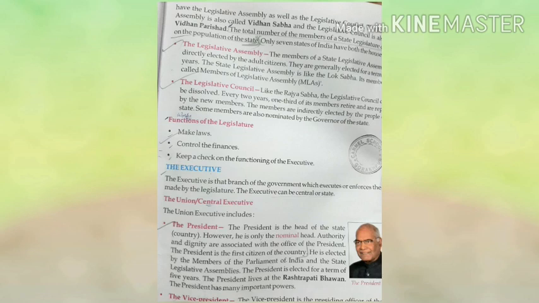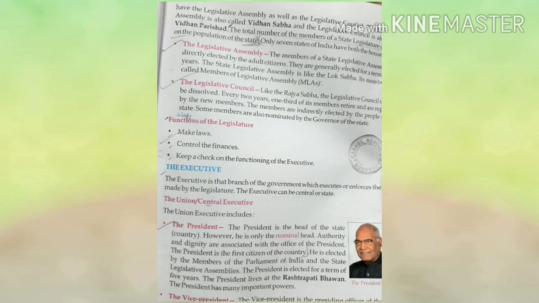The functions of the legislature are that it makes laws, it controls the finances and keeps a check on the functioning of the executive. What does executive mean? The executive is that branch of the government which executes, or you can say enforces, the laws which are made by the legislature. And the executive can be central or state. We'll talk about the central executive.